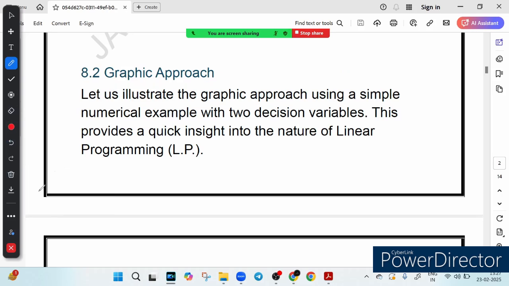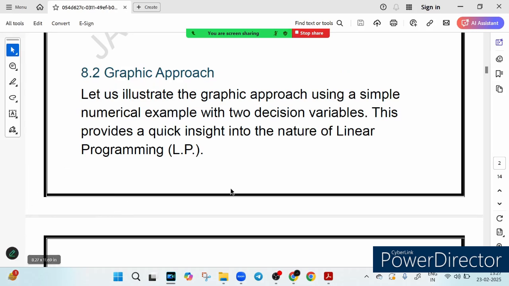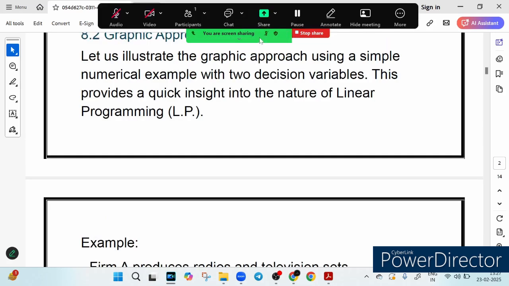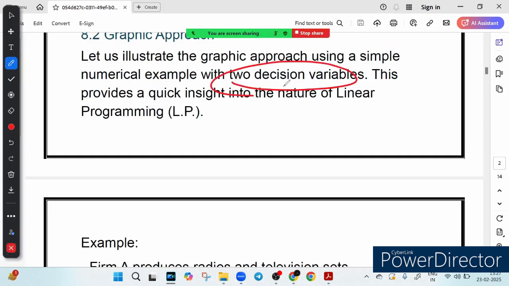The graphic approach is a simple method to solve linear programming problems when there are only two decision variables. Let me highlight the key point here: the two decision variables. This is a simple method to solve linear programming problems when there are two decision variables. The question is, why two?